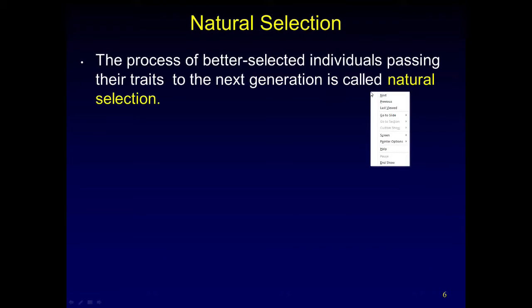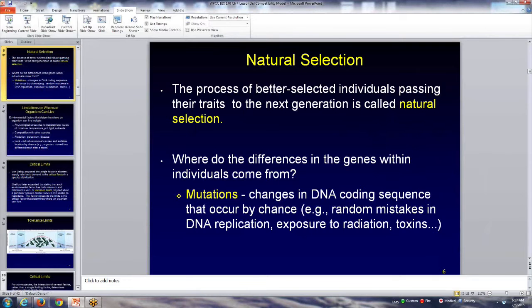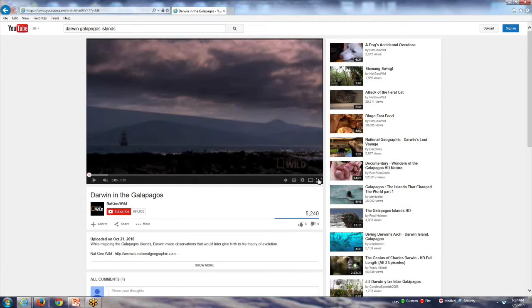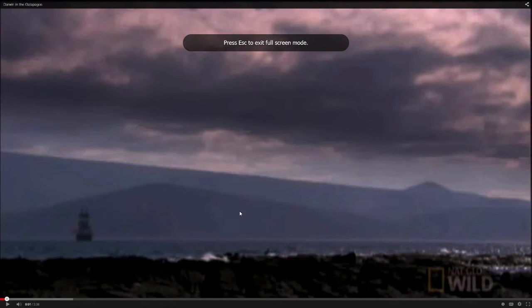Okay, so let's hold off on natural selection. Let's take you to a little video which will show you a little bit more about Darwin and the Galapagos Islands. And these are actual footage of the Galapagos. Very beautiful.